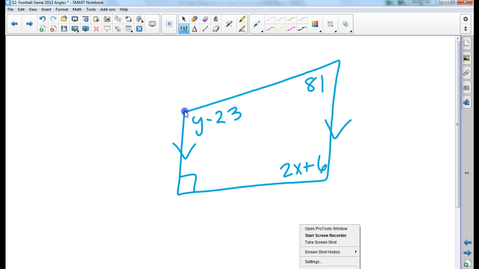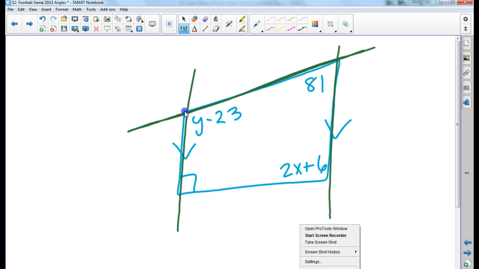So, the thing is that you're going to use same side interior angles, but you can't just use any of them. You can only use the ones that work with the parallel lines. So, show the parallel lines and then pick a transversal, any transversal. So I'm going to pick this one to work with first. Which two angles are the same side interior angles?